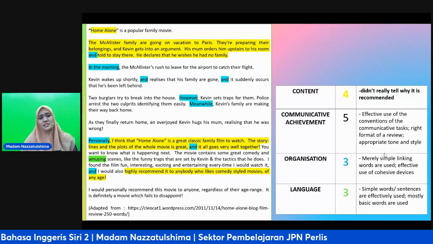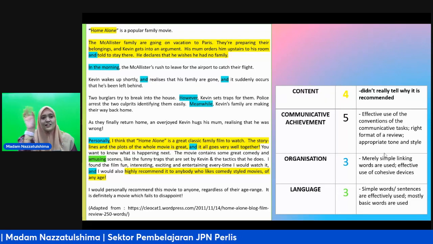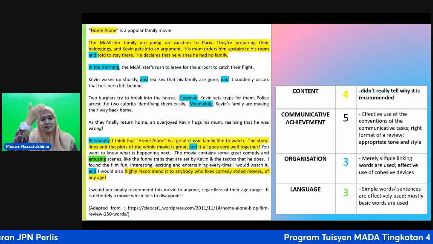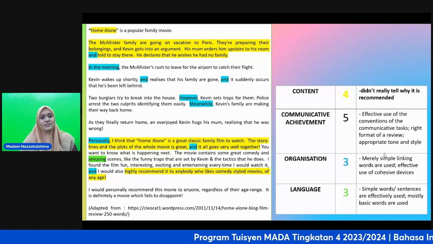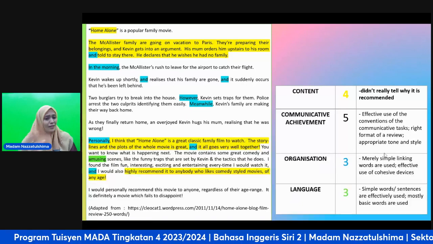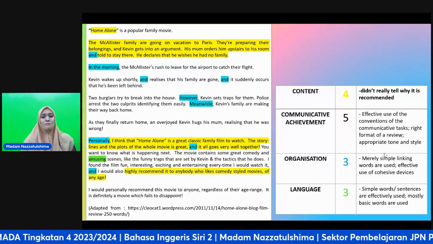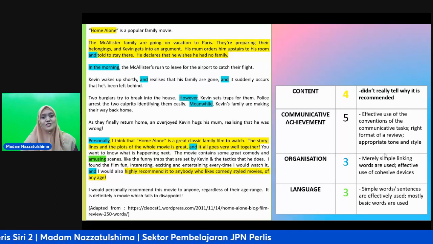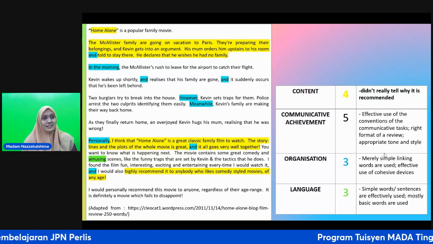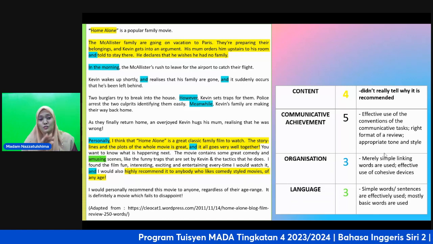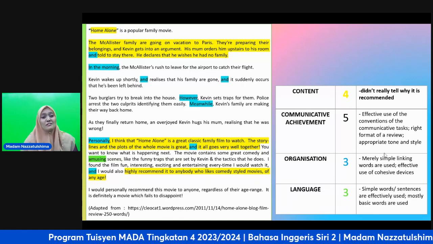Okay, so for the format, you have to write the title on top, in the middle, and then written by, and then your name. So that is the format. But don't worry if you forgot about the format. You just straight away write it as an essay. So we know from the tone of the essay that it is writing a review. Don't worry about it. We are not going to deduct your marks.